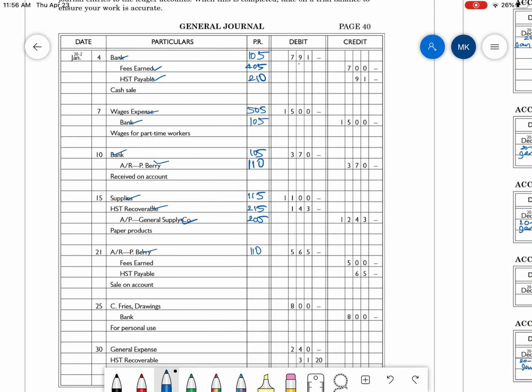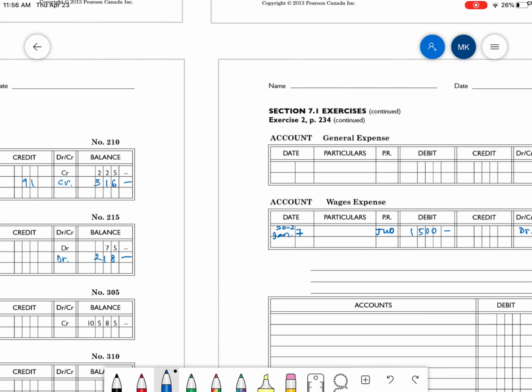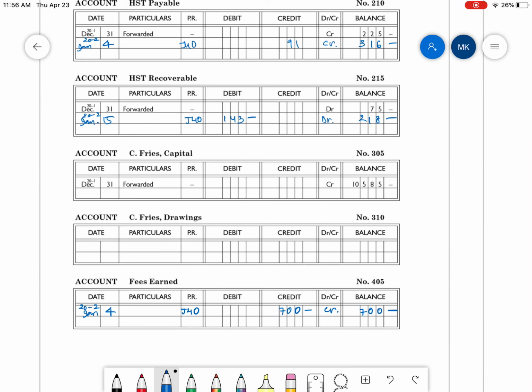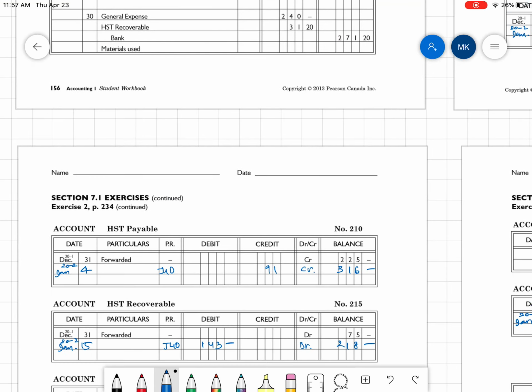Next you have is fees earned, right? So fees earned is 500 credit, so you go to fees earned account, right? So this is January 21, right? J40, fees earned is credit, right? So credit 500. So now you have total balance of credit 700 plus 500, that is 1200. Okay, now this is account number 405, so we go to the journal entry and we write 405.